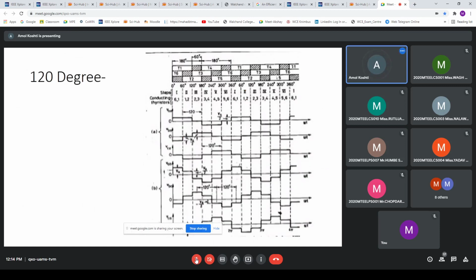The remaining part is the 120 degree mode. I will leave it to you because it is already studied by you. Here also we get the same output; the only difference is every switch conducts for 120 degrees. I hope you understand the inverter two level output.